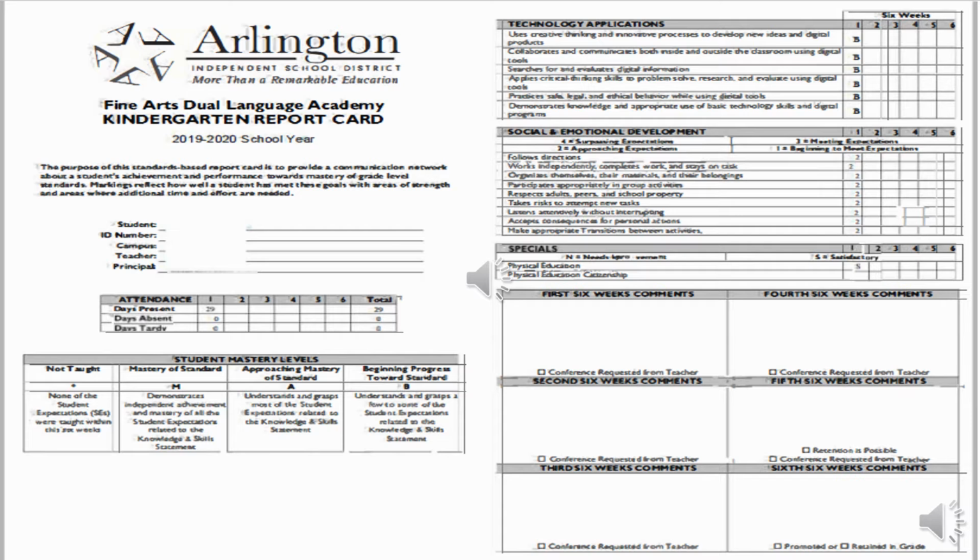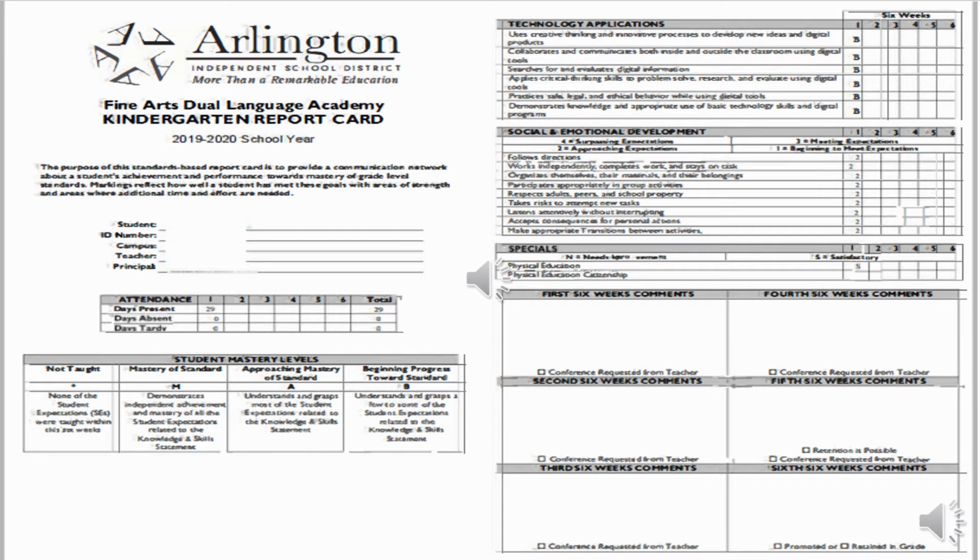Then you have different levels. If you see the letter M, that means that your child has achieved mastery. At the beginning of the school year, this is not something that you're really going to see much because remember, these are end of year standards. So there's still a lot of content that has to be taught. But that M means that the student has demonstrated independent achievement and mastery of all key concepts, vocabulary, processes, and skills of the grade level expectation.